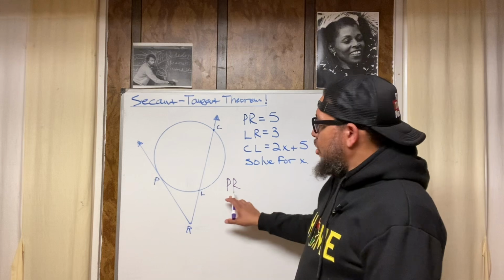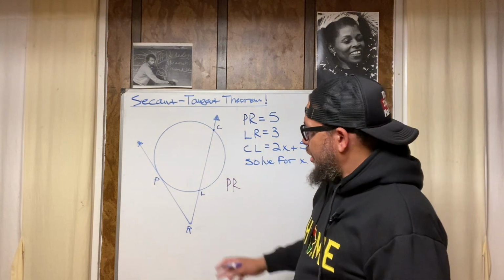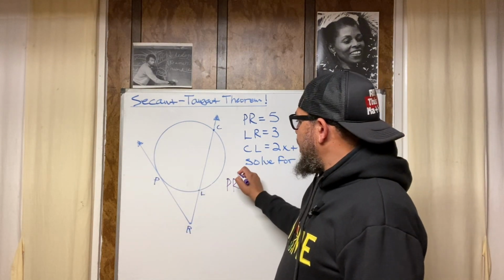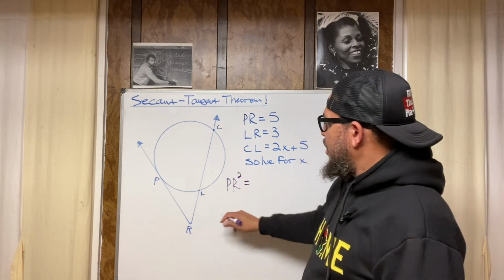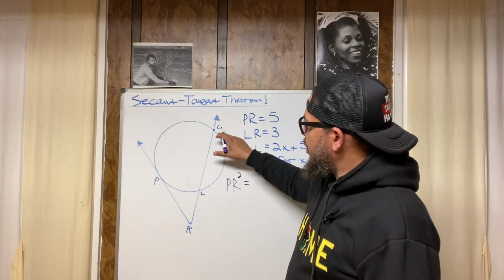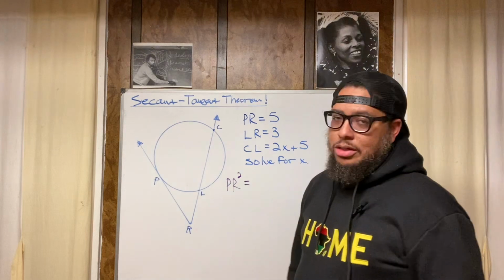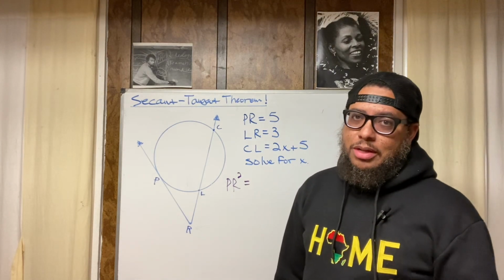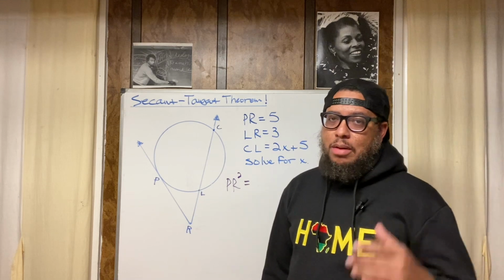But anyway, PR stands for Paul Robeson. All right? So PR, Paul Robeson, squared is equal to the whole secant, CLR. Those initials should be familiar to some of us watching this. CLR James. CLR James, a Trinidadian, a Pan-Africanist.